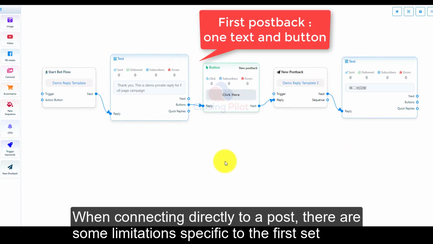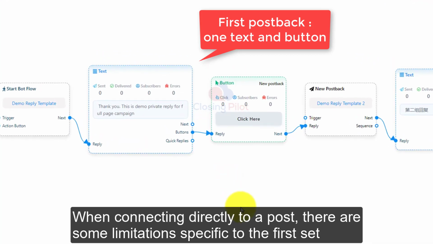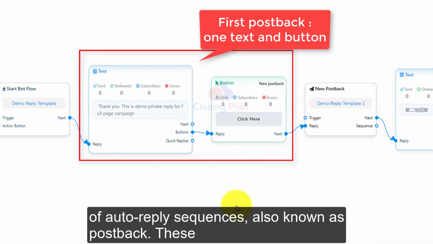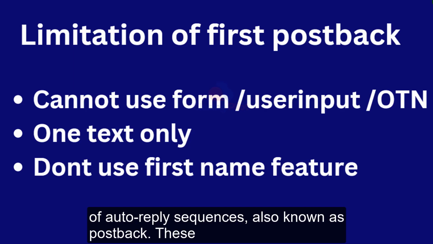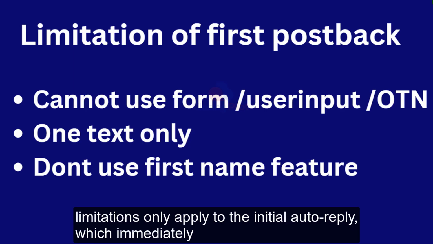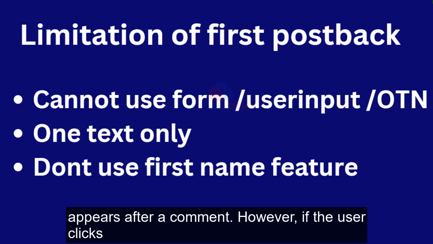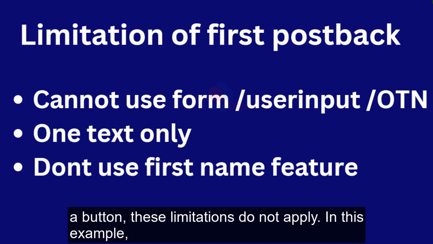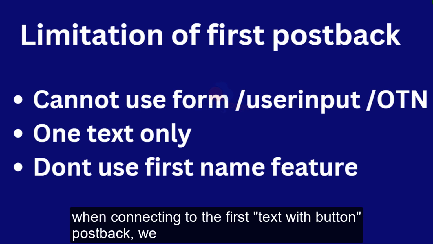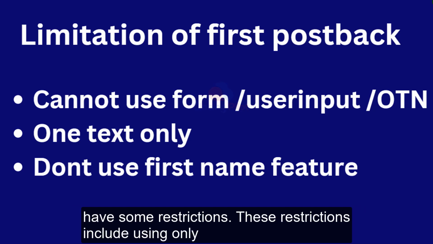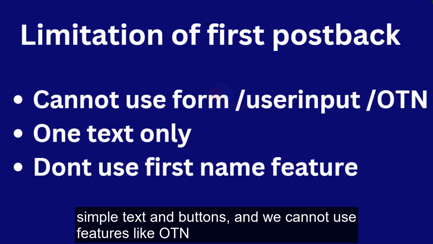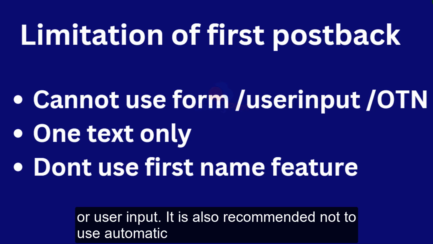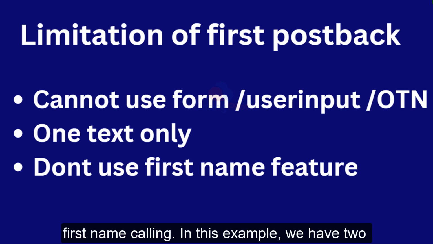When connecting directly to a post, there are some limitations specific to the first set of auto reply sequences, also known as postback. These limitations only apply to the initial auto reply, which immediately appears after a comment. However, if the user clicks a button, these limitations do not apply. In this example, when connecting to the first text with button postback, we have some restrictions. These restrictions include using only simple text and buttons, and we cannot use features like OTN or user input. It is also recommended not to use automatic first name calling.